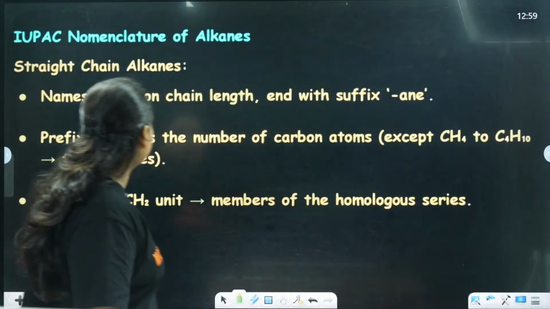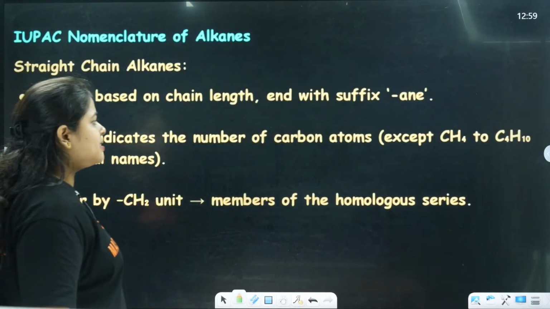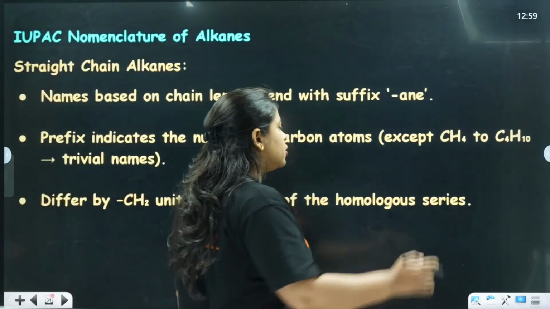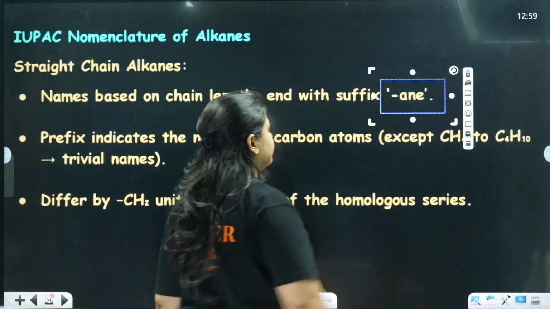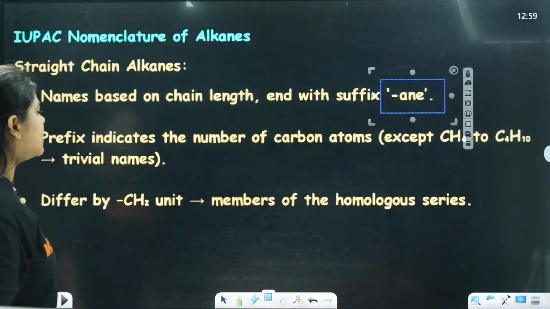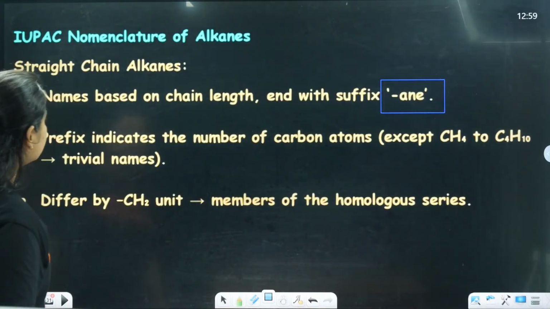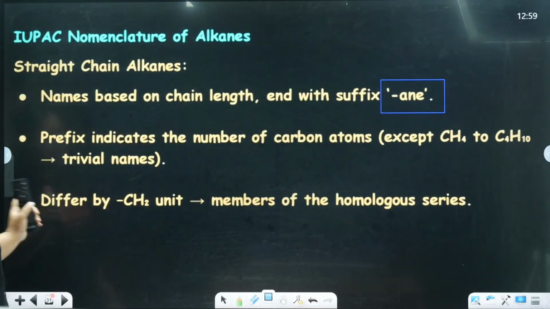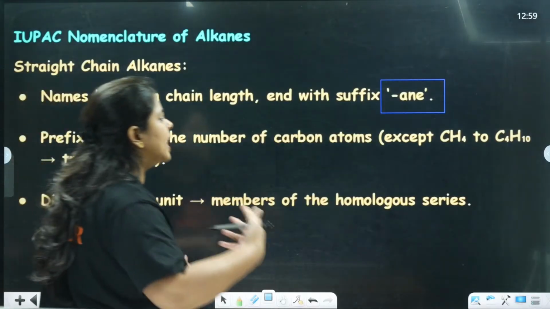First is what? Name based on chain length and with the suffix. And with the suffix means what? ANE. So you need to always end it with ANE. Done. Next, prefix indicates the number of the carbon atoms, except CH4 to C4H10, which are going to be trivial names.